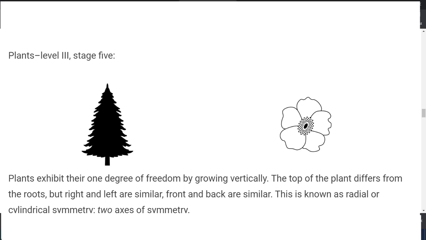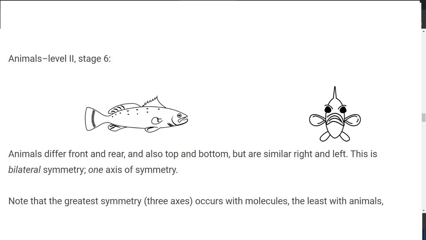And so let's look at the next type of symmetry, which is, of course, bilateral symmetry with regard to animals. Animals are not the same front to back. They're not the same top and bottom, but they are mirror images in terms of the two halves that they have. The left half is a mirror image of the right half. And so we have bilateral symmetry.